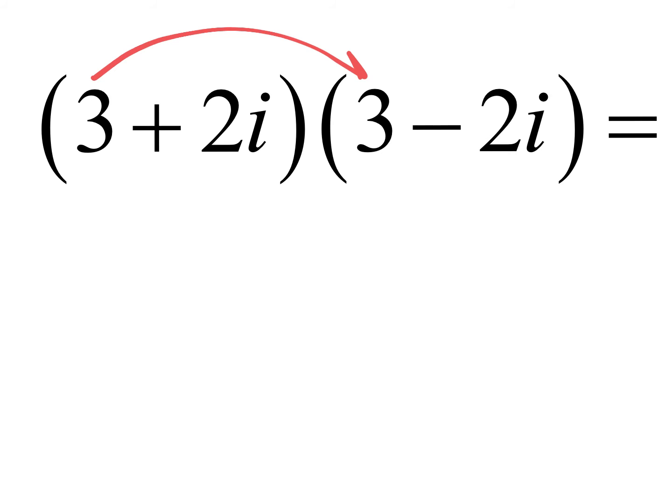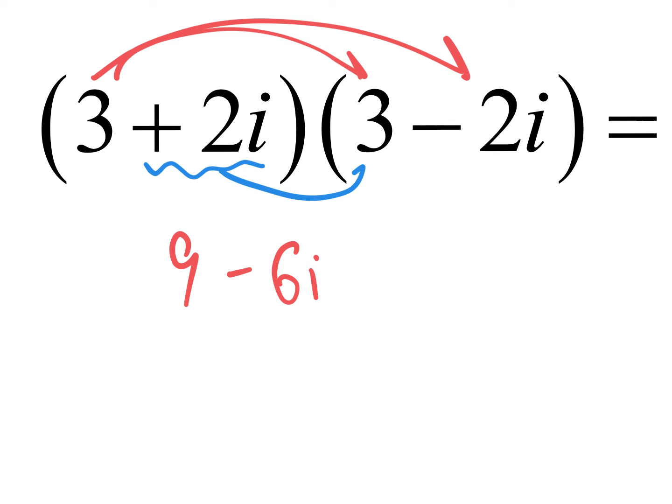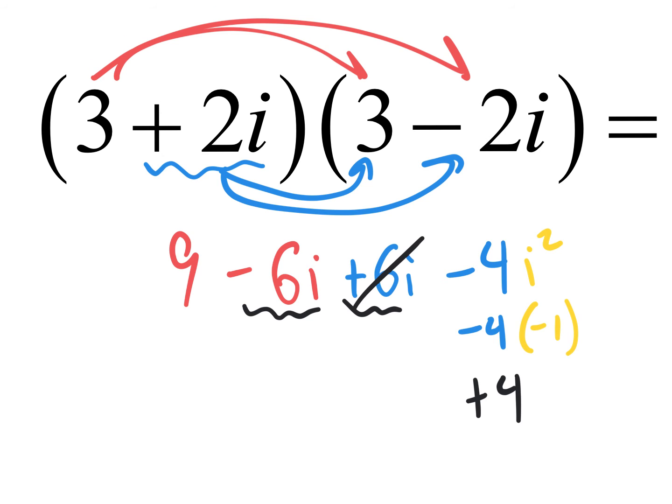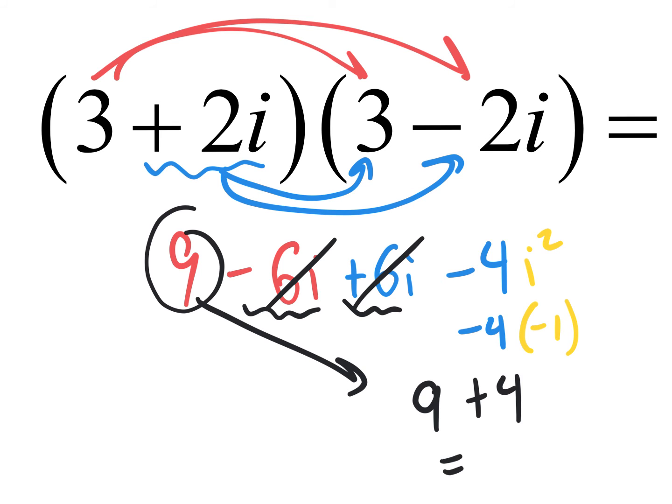Distributing. 3 times 3 is 9. 3 times negative 2i is negative 6i. Positive 2i times 3 is a positive 6i. Positive 2i times negative 2i is a negative 4 with an i squared. So it's plus 4. Of course, the i squared becomes negative 1 times the negative 4. You end up with a plus 4 right here. And yes, the middle terms will eliminate in this case. And this 9, you're going to just bring it down, and 9 plus 4 is 13. The beautiful answer, 13, no more i's.